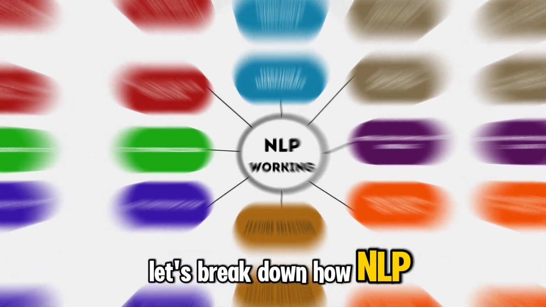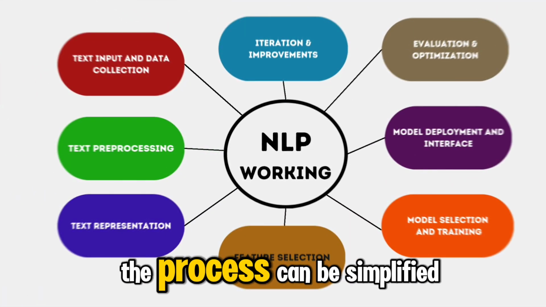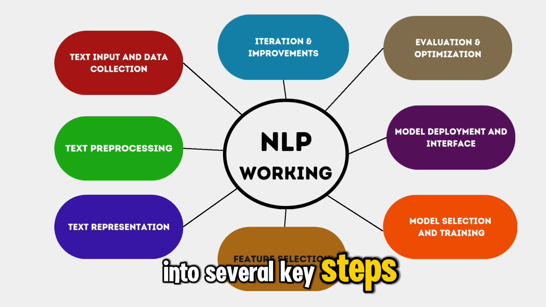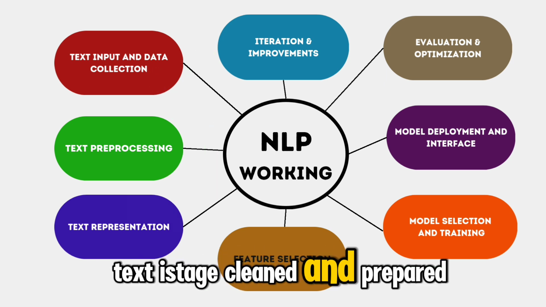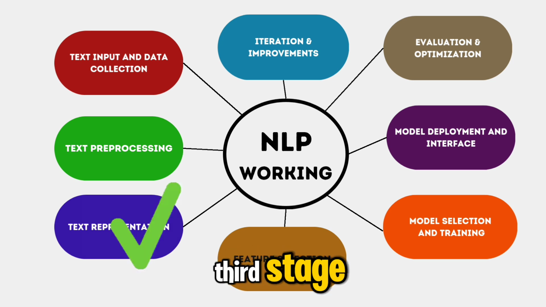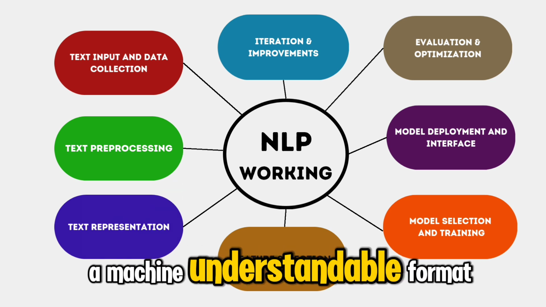Let's break down how NLP actually works. The process can be simplified into several key steps. It all starts when we feed a piece of text into the system. Text is cleaned and prepared in seconds. The third stage involves converting the text into a machine-understandable format.